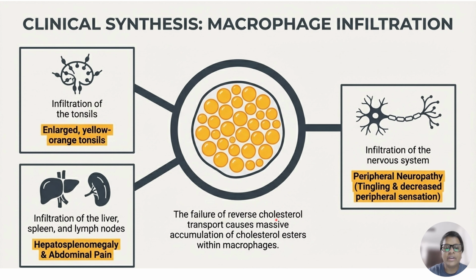So this failure of the reverse cholesterol transport will cause massive accumulation of cholesterol esters within the macrophages, and that is the reason for the entire range of clinical manifestations. The infiltration of cholesterol esters within the tonsils is why we had the enlarged yellow-orange tonsils. Then we have the infiltration of the liver, spleen and lymph nodes, and that is the reason for hepatosplenomegaly and abdominal pain. And we also have the accumulation of cholesterol esters in the nervous system, which presents with peripheral neuropathy, as described with the tingling and decreased peripheral sensations in our patient.